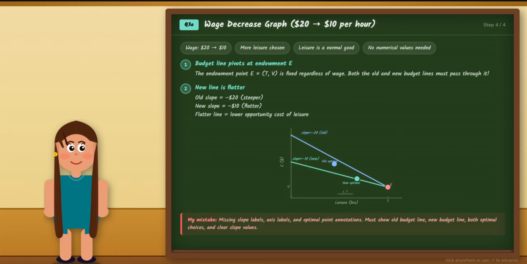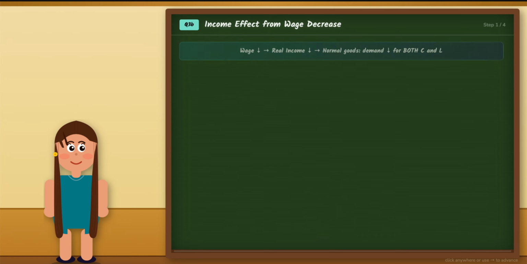My mistake is that I drew the graph, but missed the slope labels, axis labels, and didn't clearly mark both optimal choice points. So make sure to always label everything explicitly.